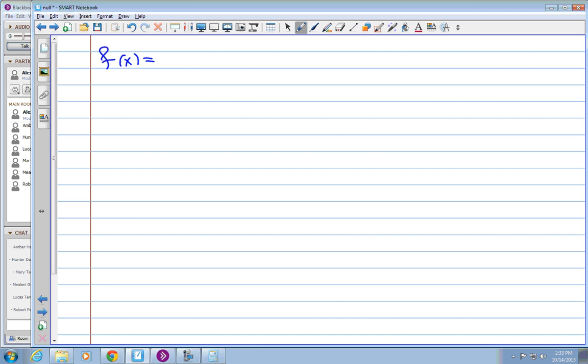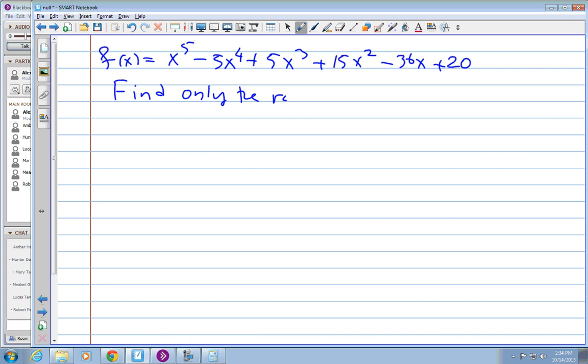So f of x equals, let's try this one, x to the 5th minus 5x to the 4th plus 5x cubed plus 15x squared minus 36x plus 20. So 5th degree. The exercise is asking us to find only the rational zeros. Maybe there is a problem finding all of them, but let's see what we can do with this one.